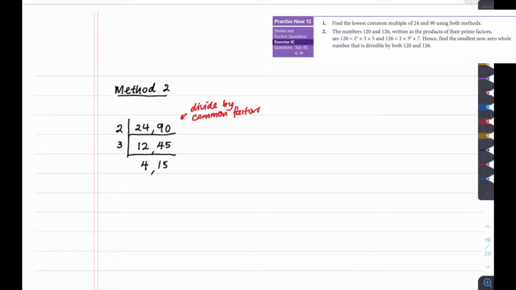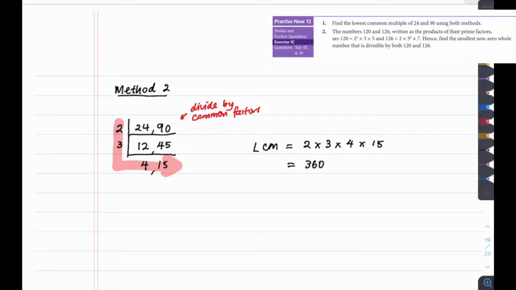Alright, so how do we find the LCM? So for HCF, we take the common factors, right? For LCM, we will need to consider the unique factors as well. So we have our common factors and the unique factors. So we need to take all of them together. So think of it as taking an L. Okay, so for the LCM, it will be 2 times 3 times 4 times 15, and at the end of the day, you get your 360 as well.